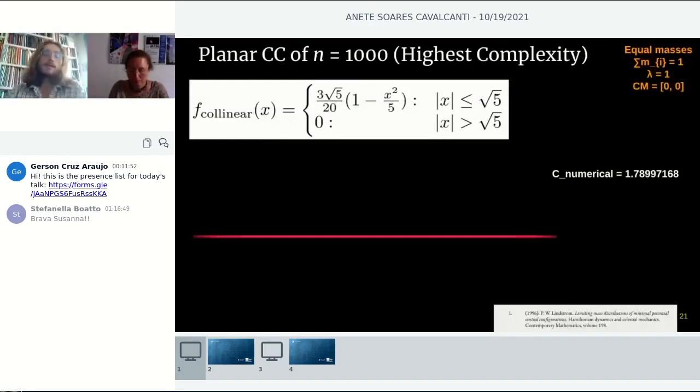we hypothesize that the one of highest complexity is this one, the collinear one, that has this numerical value. And as we can see, the theoretical result of Lindstrom agrees with our numerical result, in which we can see that in the center the density is greater. As we can see here, there are fewer particles, but here it seems like a completely continuous line.